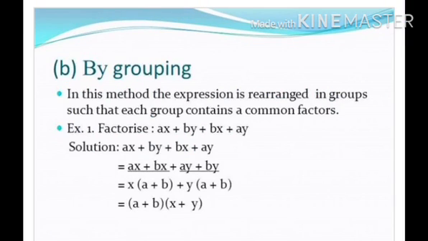In this method, the expression is rearranged in groups such that each group contains a common factor. For example, factorization of ax plus by plus bx plus ay. So first we write as a solution: ax plus by plus bx plus ay. Now we check the common factor between the first two terms, which is x. So we write x bracket a plus b.